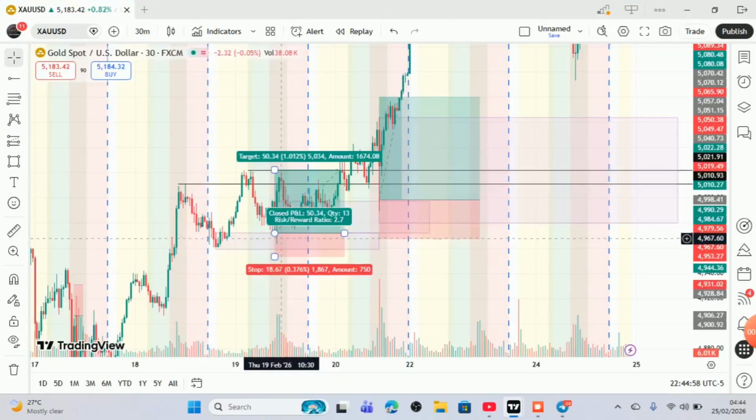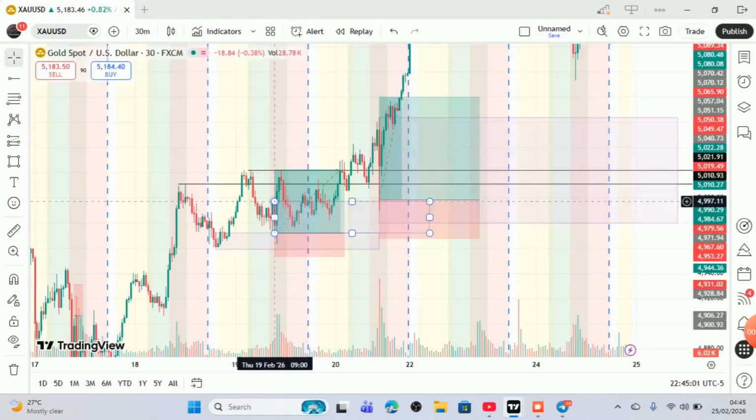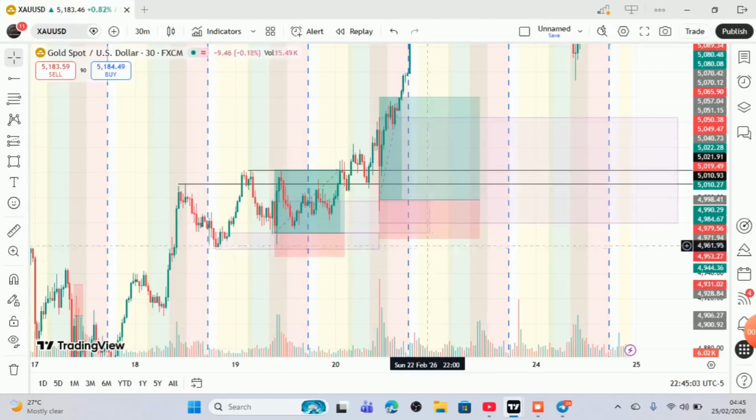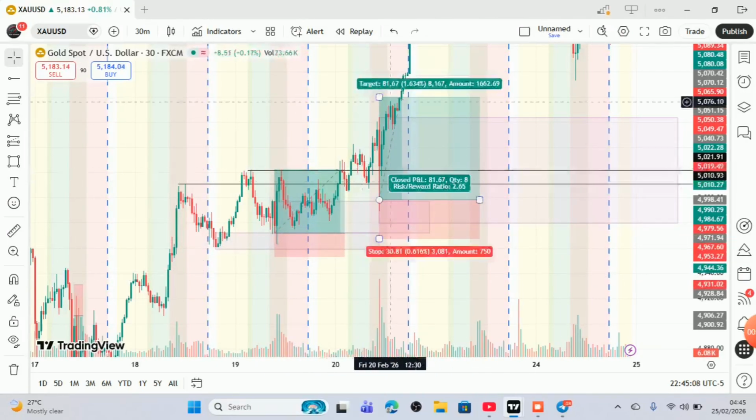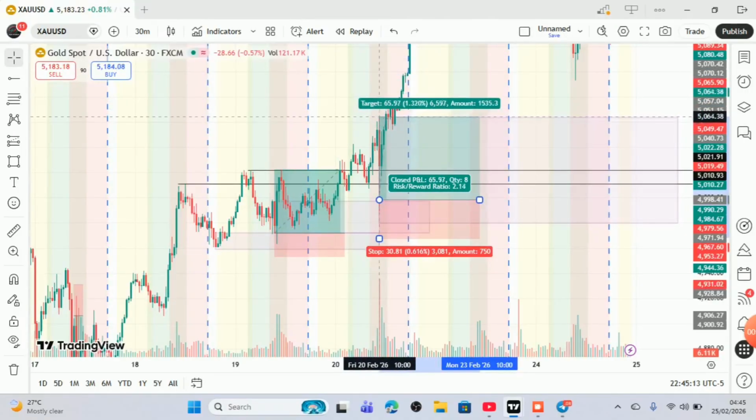Just put it below. After marking the low and high of the candle, which is your order block, put your stop loss below that zone. Then your TP should be what? Above.